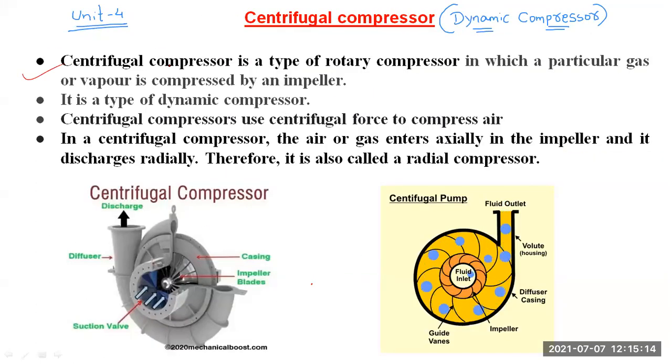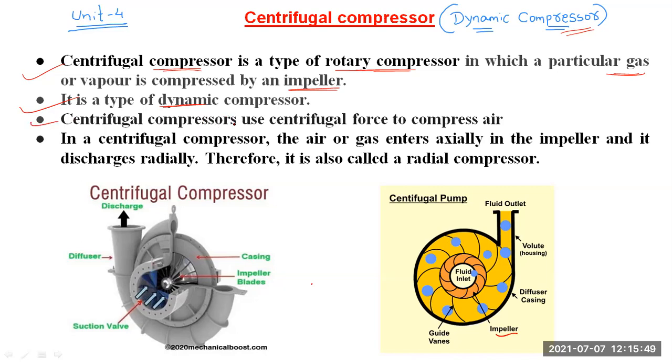A compressor compresses a gas or vapor, here by an impeller. This rotating part with the impeller plates will compress the air or gas. So it is a type of dynamic compressor. I told you, the centrifugal compressor is also called a dynamic compressor.